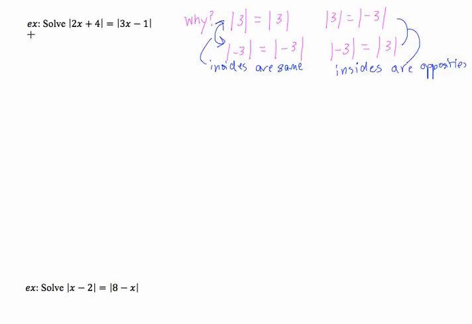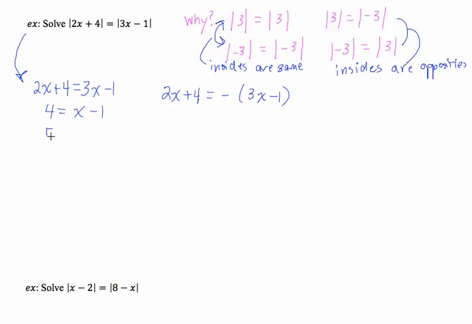So in solving this example, we can say either the two insides are equal or they are opposites of each other. Therefore, we'll have either 2x plus 4 is equal to 3x minus 1. Their insides are equal, or their insides are opposite, so 2x plus 4 could equal the negative of 3x minus 1. If we set the two insides equal, well, then we just solve each of these equations. So on this first equation, I'm going to subtract 2x from both sides and add 1 to both sides. So we get x equals 5.